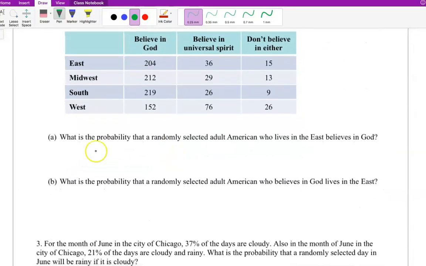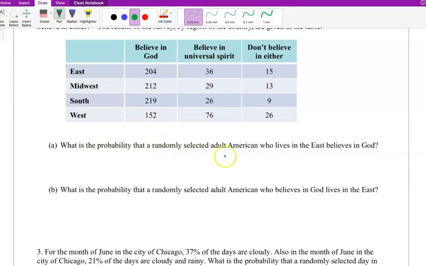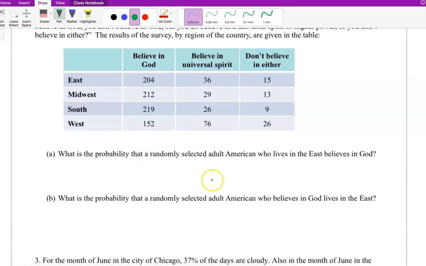Now part A, what is the probability that a randomly selected adult American who lives in the East believes in God? Who lives in the East, so this is given. What is given? And this is what the question is. If someone is living in that part, is that person believing in God? So this is the question.